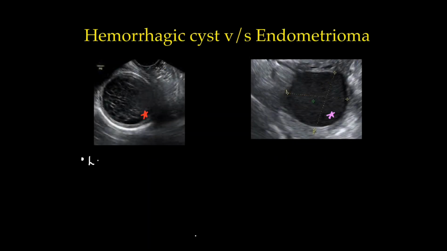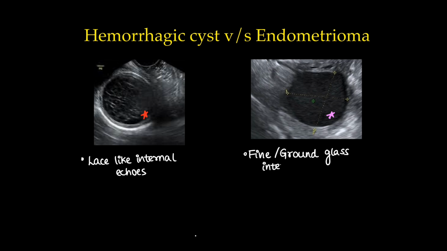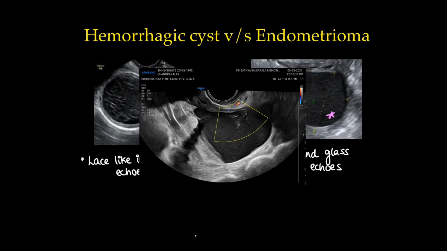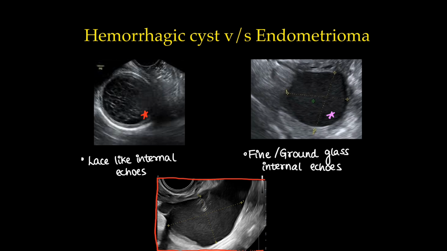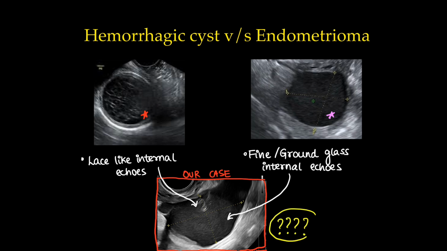So our differential was hemorrhagic cyst versus endometrioma. Classically, hemorrhagic cyst has lace-like internal echoes. Endometrioma shows fine or ground glass internal echoes. We'll compare these classic images to our case. See, our case had both lace-like internal echoes in anterior aspect and fine ground glass internal echoes.